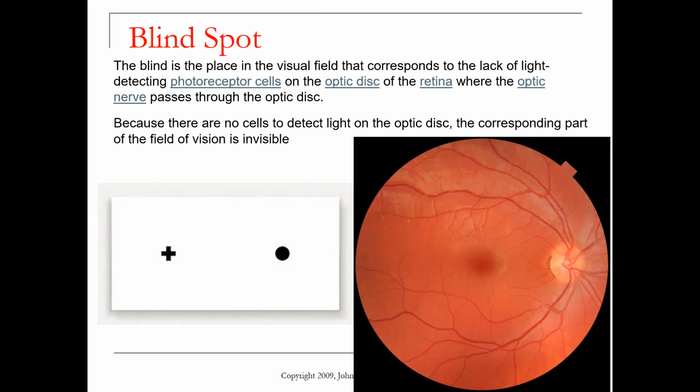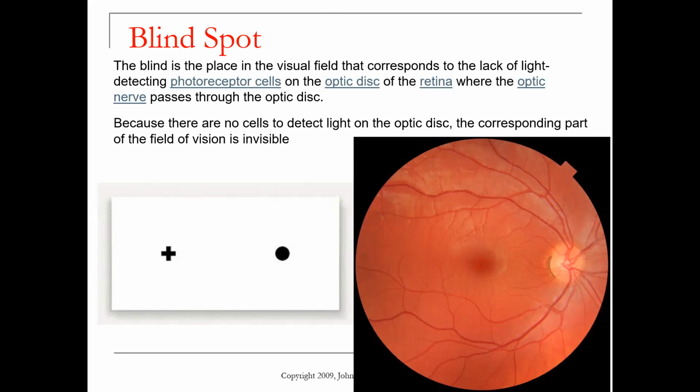If you cover one eye and you focus, it's hard to do on the computer screen, but usually in class, I have these little pieces of cardboard with a plus and a black spot. If you cover one eye and bring the card close to you and focus on the plus, you have the card in your hand, you've closed your left eye, your right eye is looking at the plus, and you bring the card closer and closer to your open eye. At some point, the black spot will disappear because the light rays bouncing off the black spot will have hit your blind spot.